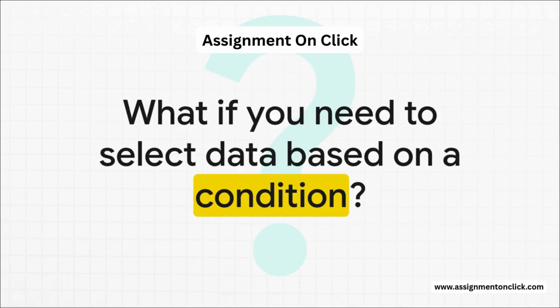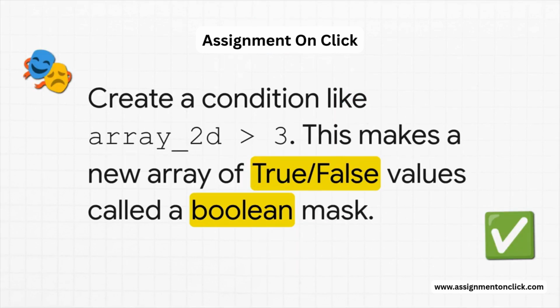Okay, so grabbing data by its position is great, but let's be real. Data analysis is usually way messier. More often than not, we need to select data based on what it is, not just where it is. Like, hey, give me all the sales numbers that are greater than 1,000. So how do we do that? This is where the real magic of NumPy starts, with something called boolean indexing.